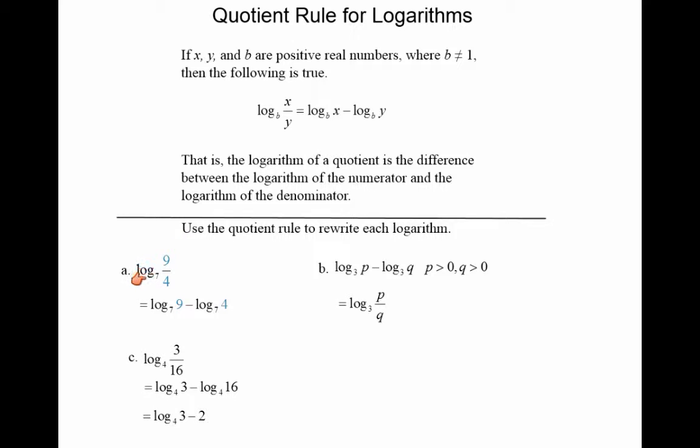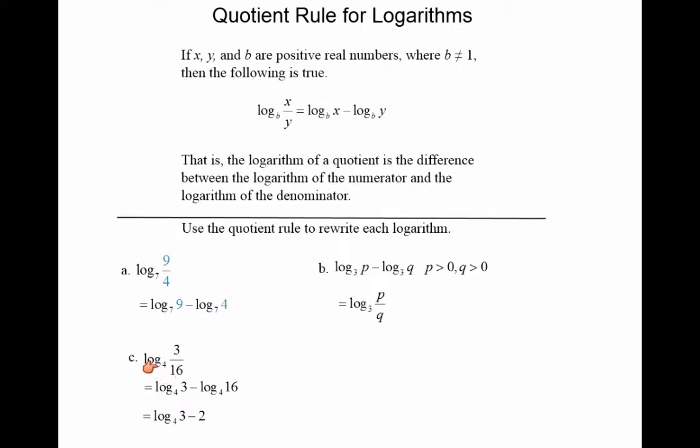Let's take a look at some examples using this property. If I want to know what log of 9 over 4 with the base 7 is, I want to expand this. That would be log of 9 minus log of 4, and then I'm going to put the same base here. This example here, log of p minus log of q with the same base 3, where p and q are positive. That would be log of p over q. Here we are writing this as a single logarithm. We're combining them together. Here we're expanding them.